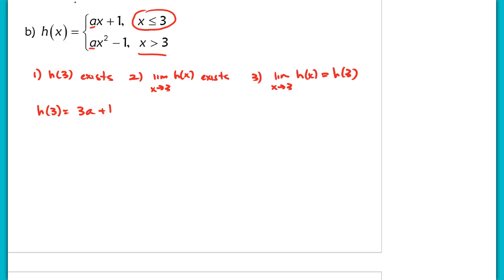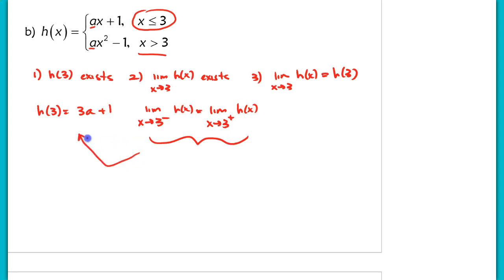Now our second condition is that the limit as x approaches 3 has to exist. In other words, your left-hand limit must equal your right-hand limit, since we do have a split at x equals 3. So we want to make sure that the limit as x approaches 3 from the left is equal to the limit as x approaches 3 from the right. That's what we're going to work on ensuring. If we can ensure that these two values are equal, so the limit of our function as x approaches 3 is equal to h of 3, then we can say that there is continuity here at x equals 3.